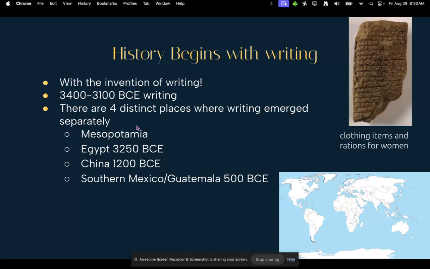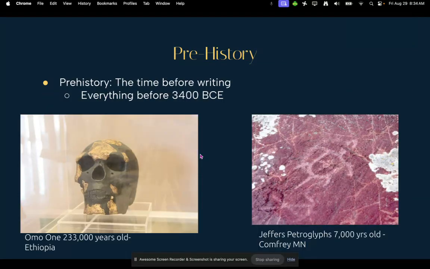The first one would be Mesopotamia, which is right over here in the Middle East. Then we have Egypt, which was about 3,250 BCE. Egypt's right up here in North Africa. China also invented writing in about 1200 BCE. And then in southern Mexico and Guatemala in about 500 BCE. All 4 of these places developed writing without influence of each other, which is really interesting.